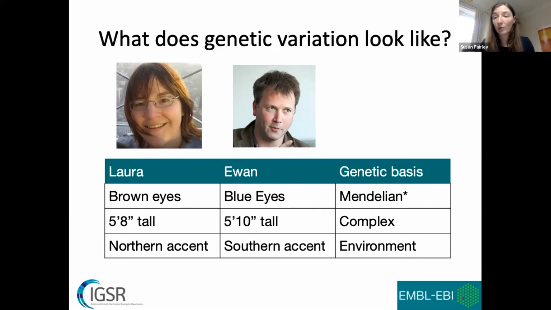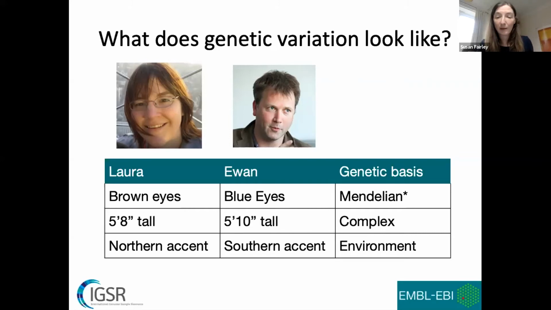So then this would also apply to other traits. For example, blood pressure is a good example of one that's a complex trait. And then for accent, that's going to be something that's pretty much dictated by where you are and what's around about you, rather than coming from your genetics.